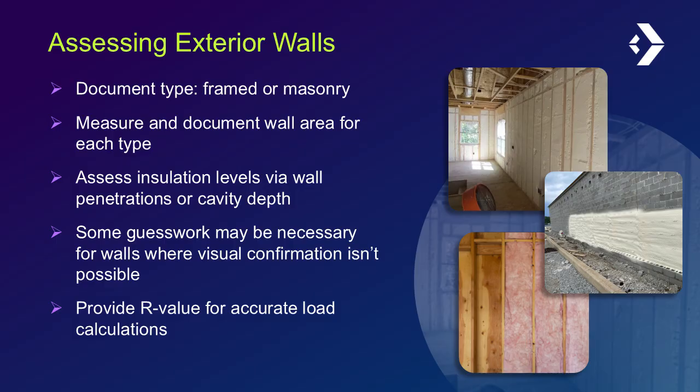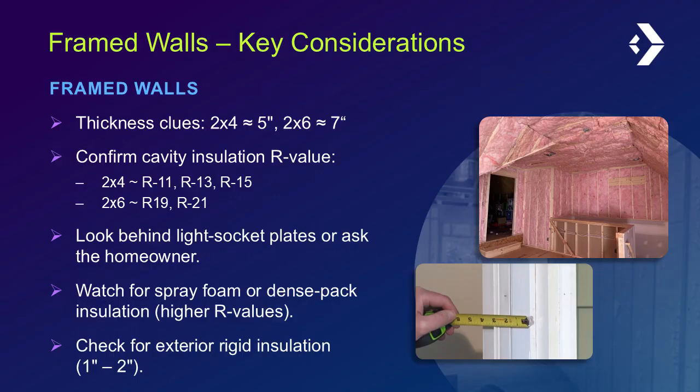While avoiding guesswork should be a general rule of thumb, walls often require at least some educated guesses, because not all aspects of each wall type can be visually confirmed. Let's talk about framed walls. The first piece of evidence for a wall's insulation is its overall thickness. You can check this at a door or window jamb.